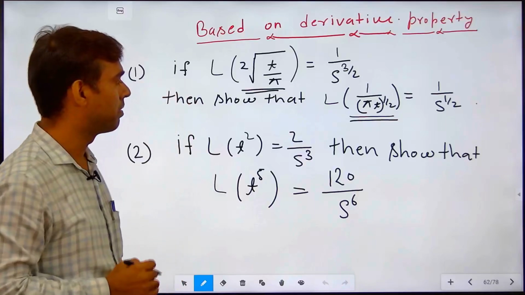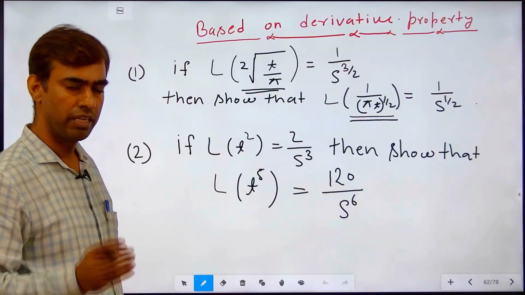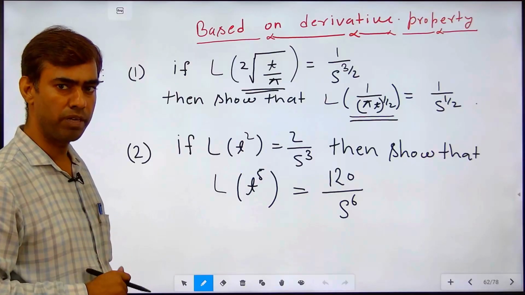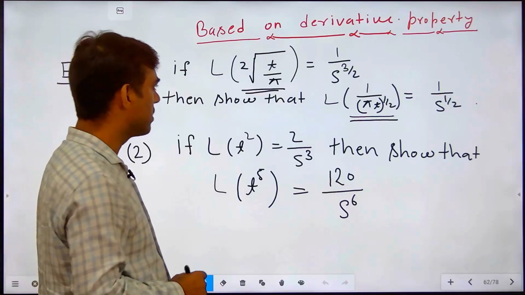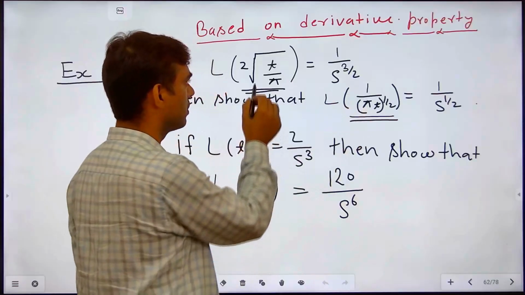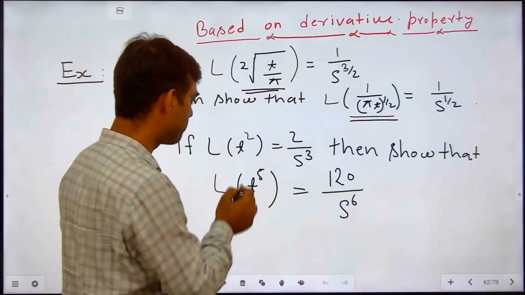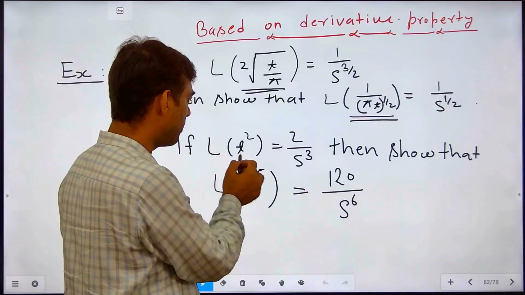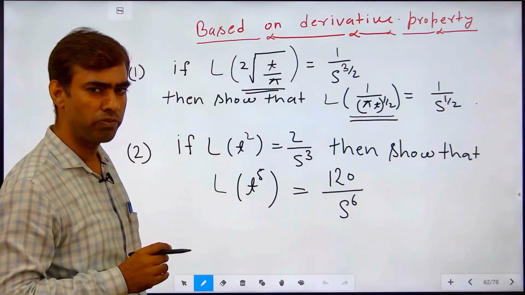These two problems are based on the derivative property of the Laplace transform, meaning if we have the Laplace transform of f(t), then we are able to find the Laplace transform of f'(t), f''(t), and the nth derivative of f(t). If we closely observe the function f(t) and this function, this function is a derivative of this function. And in the second problem, if we have the Laplace transform of t squared, then we try to find the Laplace transform of t to the power 5.